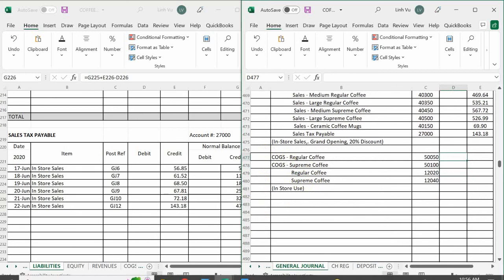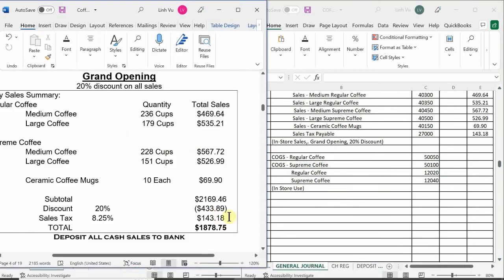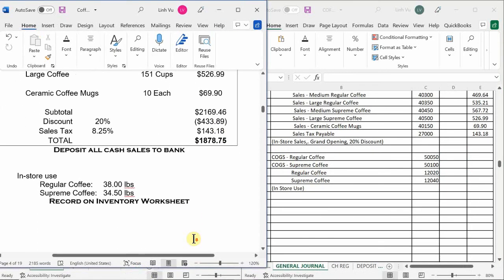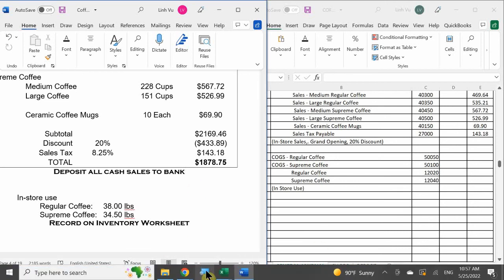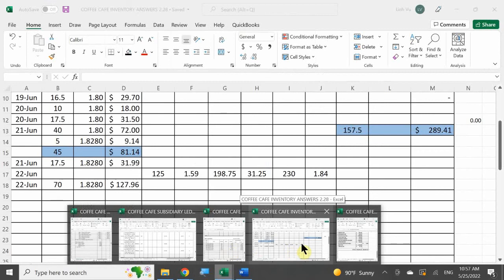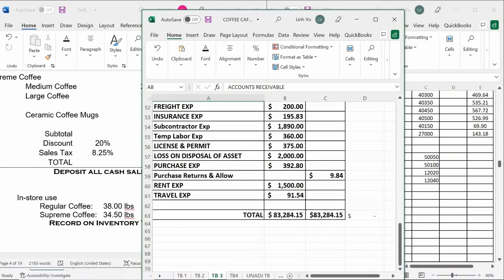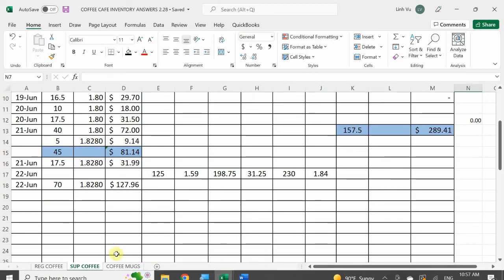I now need to update my inventory, because I already deposited the money. So in this case, for this day, I ended up using 38 pounds of my regular coffee and 34 and a half pounds of my supreme coffee. So go to your inventory worksheet.